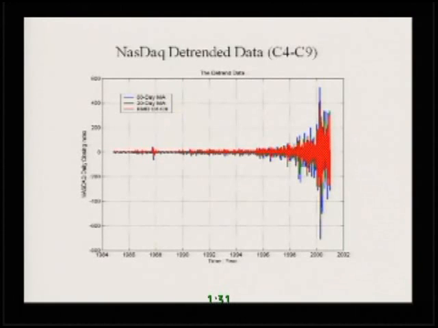And this increase is higher as we get here.